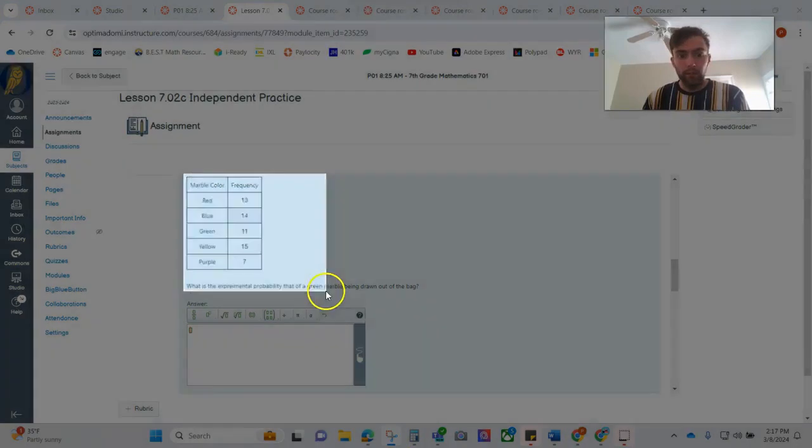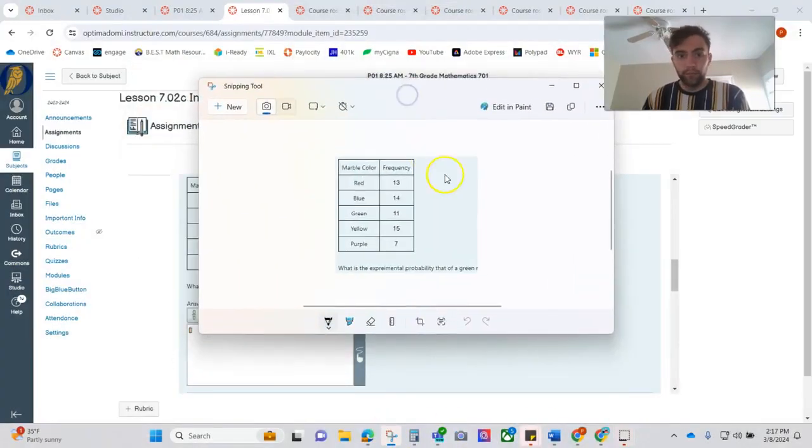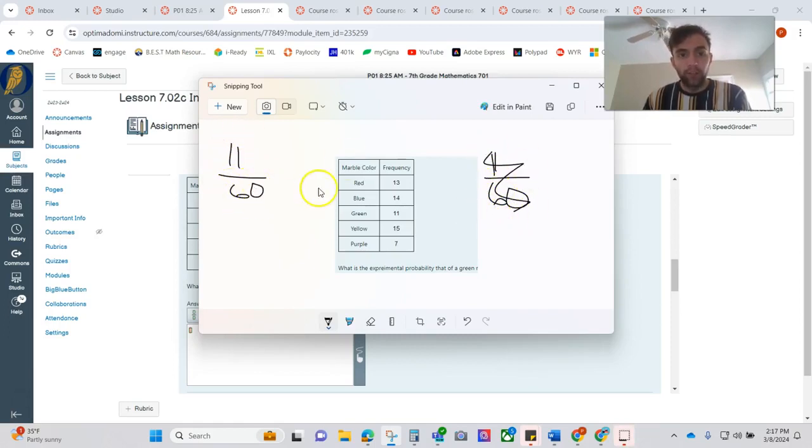Take a snip of this, bring that over. So 11 out of 60, it's a little hard to see, 11, there we go. 11 out of 60 marbles were green. So I took a marble out. Oh, there's the color. Wrote it down, put it back in the bag. Every time I took a marble out, I put it back in the bag. 11 times it was green.